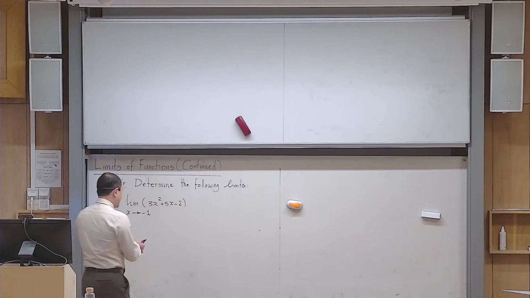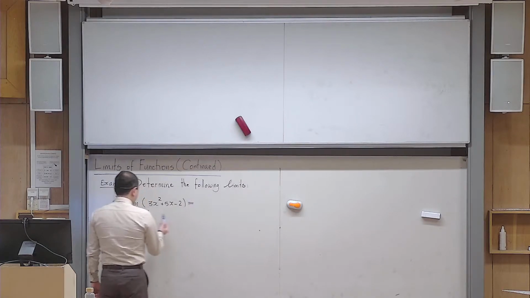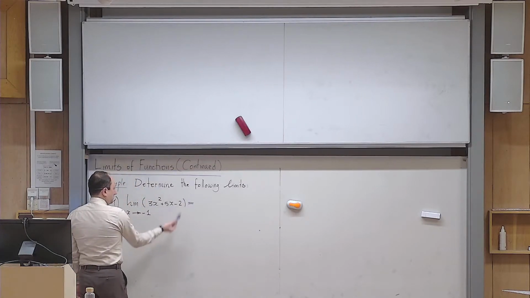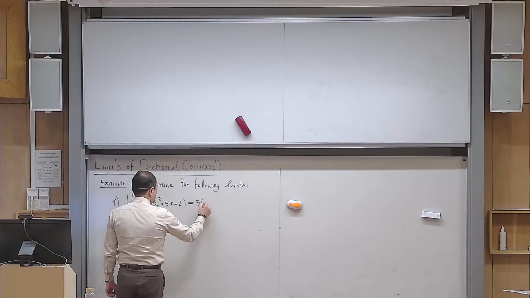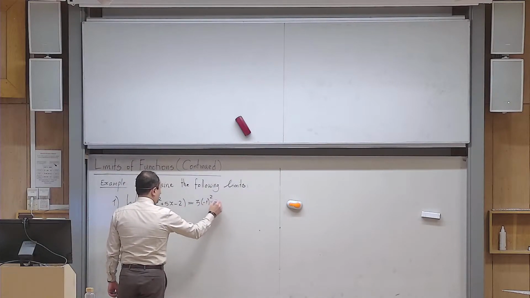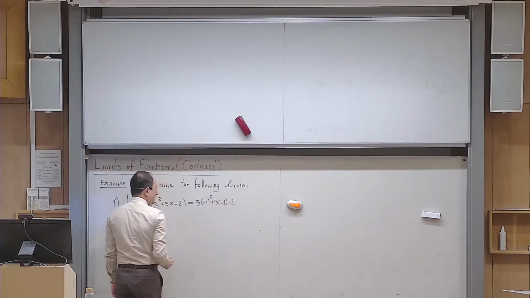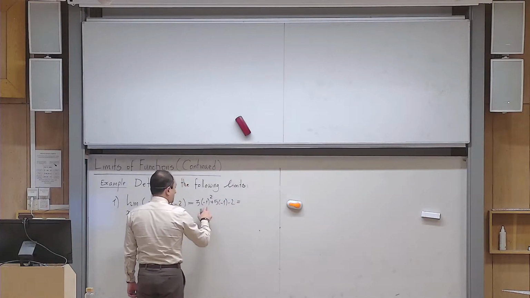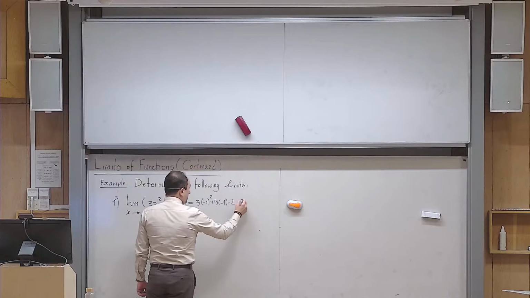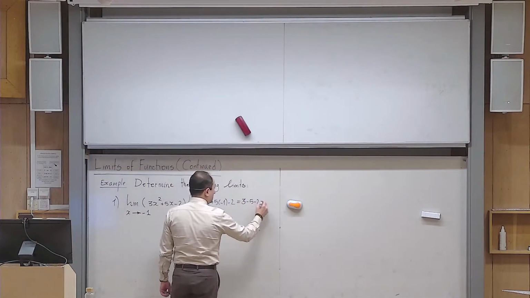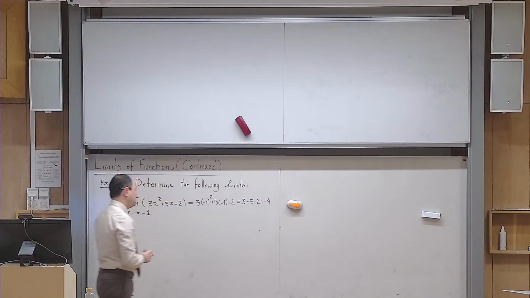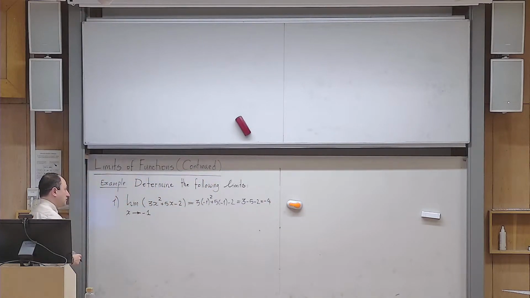If nothing happens, that is your answer, okay? For example, in this case, if I put minus 1 here, nothing strange will happen. I will be able to find a number at the end. That number is your limit. This becomes 3 times minus 1 to power 2 plus 5 times minus 1 minus 2. And this is 1, 3. So let me write 3 minus 5 minus 2. So it is minus 4.